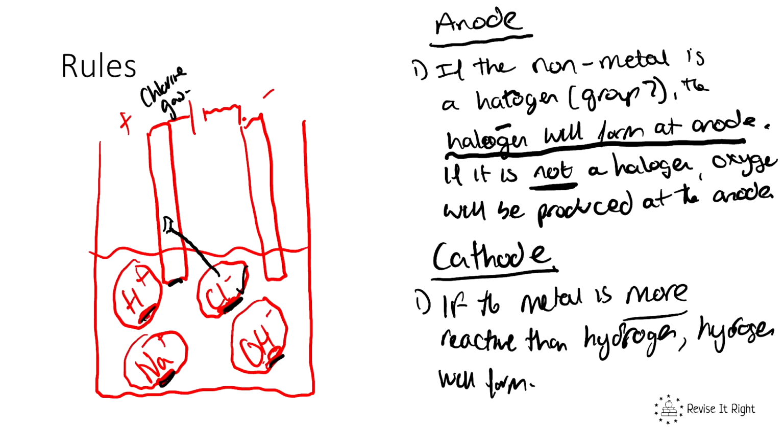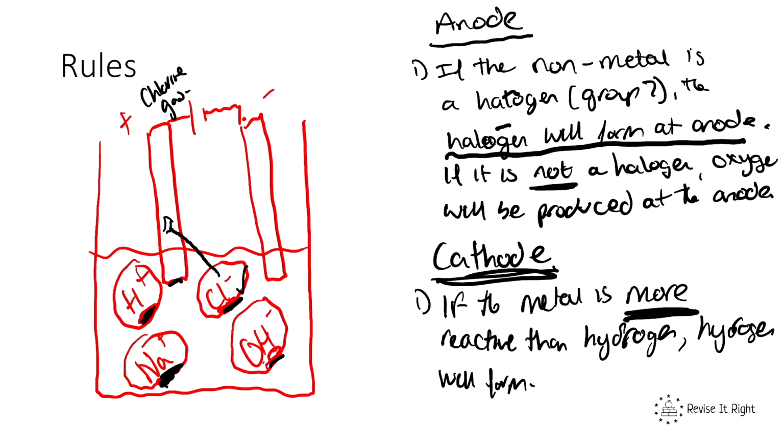Whereas at the cathode, we need to follow this rule. Again, we've got two, sodium and hydrogen. We need to know which one's going to form. If the metal is more reactive than hydrogen, hydrogen will form. So to do this, we need to go to our reactivity series and look at sodium and hydrogen.